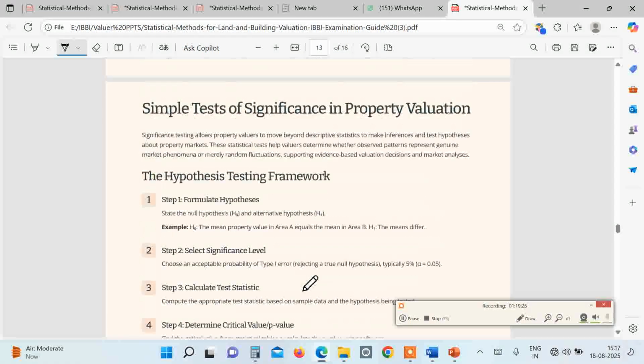Next is simple tests of significance in property valuation. Significance testing allows property valuers to move beyond descriptive statistics to make inferences and test hypotheses about the property markets. These statistical tests help valuers determine whether observed patterns represent genuine market phenomena or merely random fluctuations, supporting evidence-based valuation decisions and market analysis.